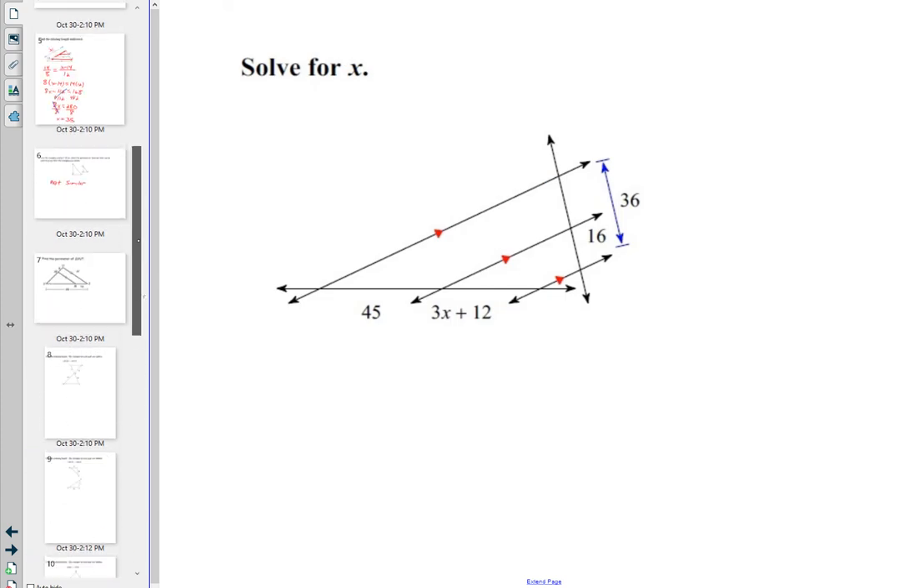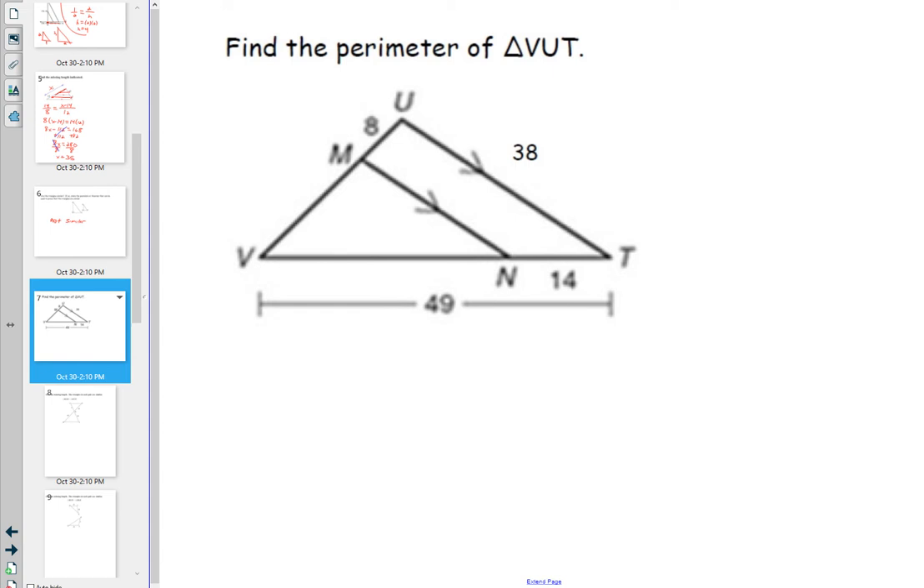Yeah, that just looks hard, right? I just put it right. Go ahead. I didn't even answer that one. 16. I put 16 already. Let's just do this one first.